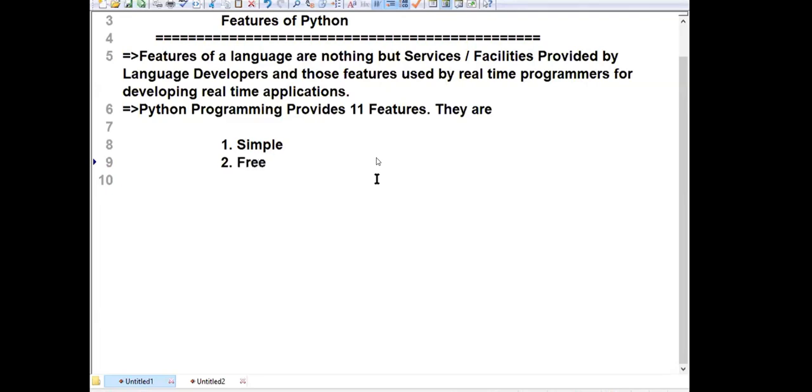Next one is called what? Python is one of the freeware and open source. Freeware and open source. What do you mean by freeware? What do you mean by open source? I will explain separately.